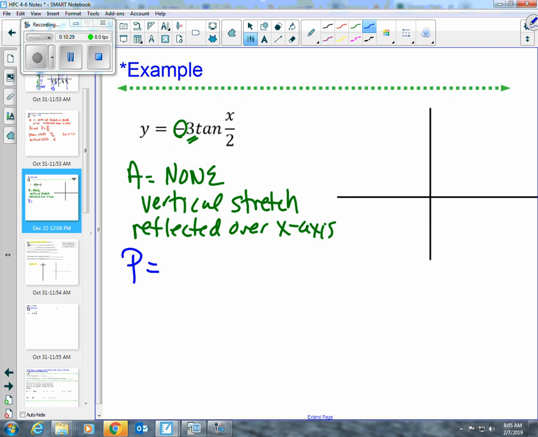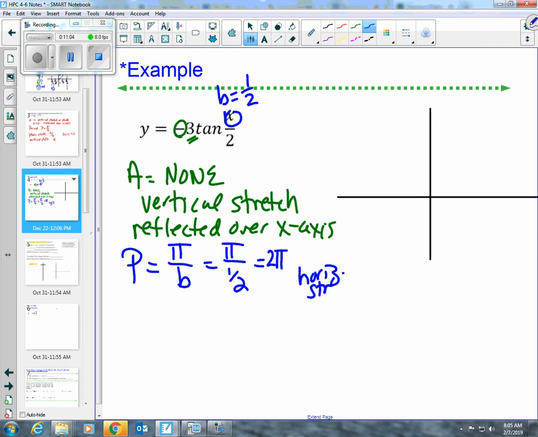All right, period. Remember, it's pi over b. Now we just have to be careful what the b value is here. B is the coefficient of the x term. Remember, there's a coefficient on the top there of a 1, so the b is actually 1 over 2. So b is a half. This would be pi divided by a half. Dividing by a half is multiplying by the reciprocal, so that would be 2 pi. Think about what happened to your graph. Normally it was pi, now it's 2 pi. We've made it twice as long, so that's a horizontal stretch. That's what happened to the graph.